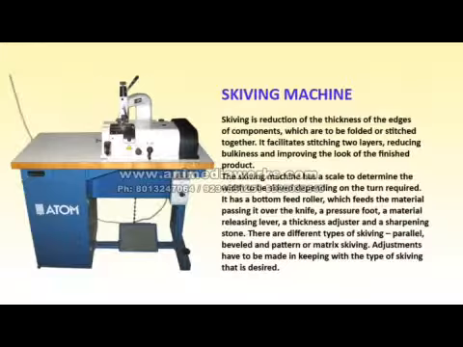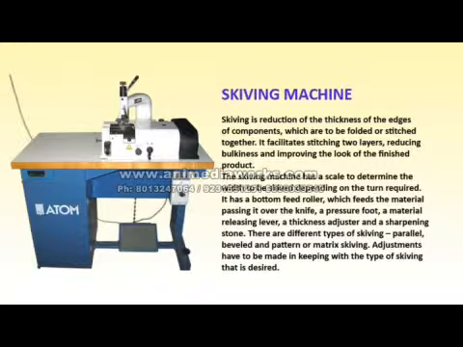Skiving machine. Skiving is reduction of the thickness of the edges of components which are to be folded or stitched together. It facilitates stitching two layers, reducing bulkiness and improving the look of the finished product. The skiving machine has a scale to determine the width to be skived depending on the turn required.